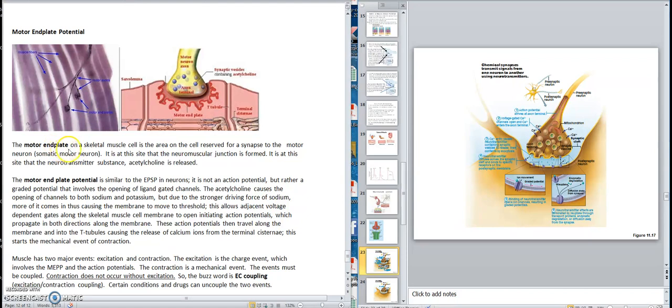The motor endplate on a skeletal muscle cell is the area of the cell reserved for the synapse of the motor neuron, the somatic motor neuron. So the motor endplate is on the skeletal muscle. If we pop this off, it's that space reserved for this neuromuscular junction. It is at this site that the neuromuscular junction is formed, and it's at this site that the neurotransmitter substance, acetylcholine, is released. So let's see how this works.